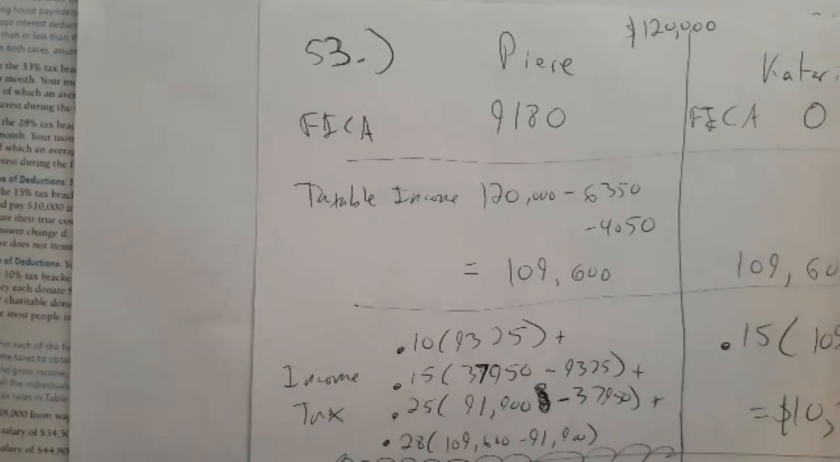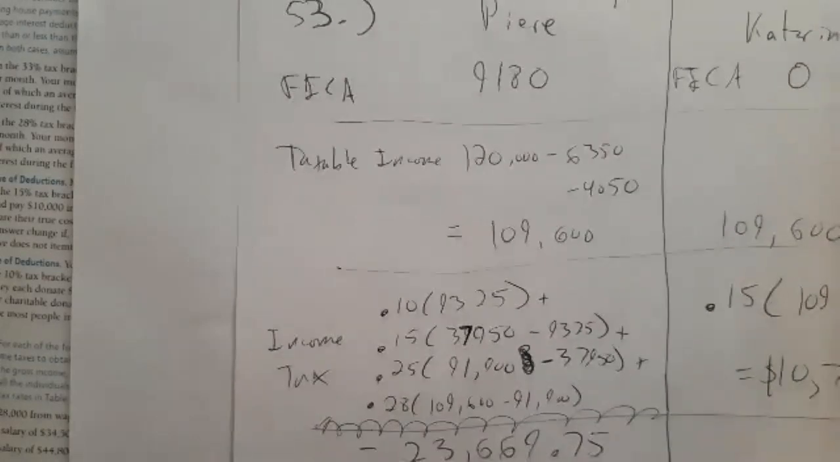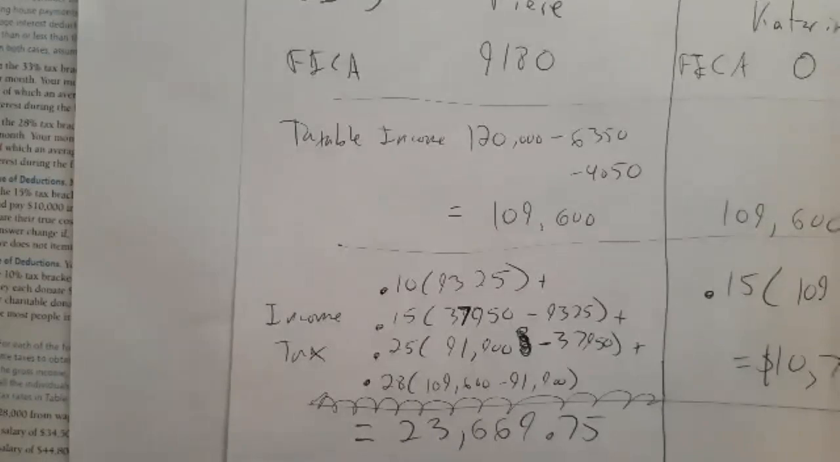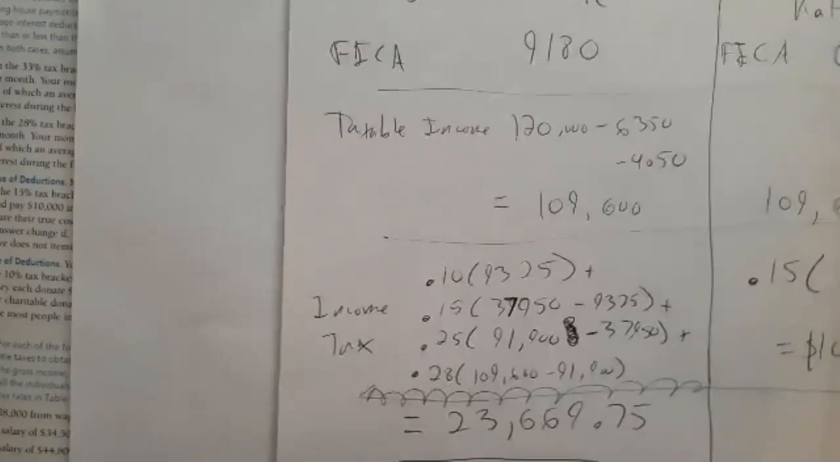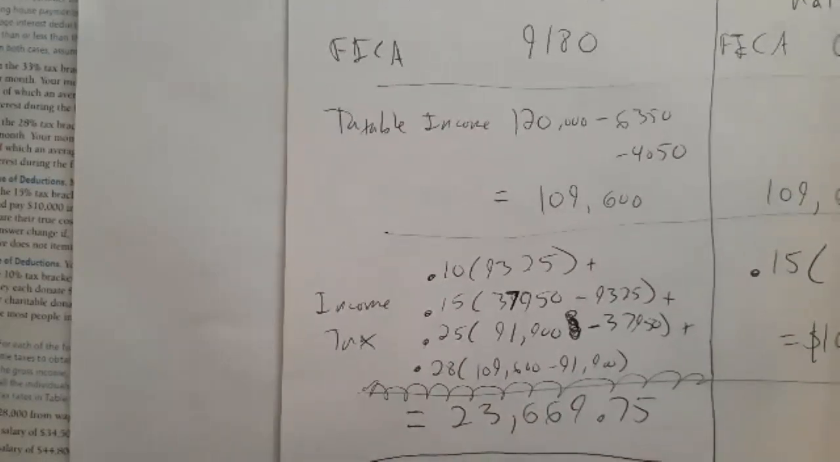Now it's just like this is just all PEMDAS number crunching. I think I just gave the number after this. So if we do that calculation correctly, we should be getting 23,669.75.